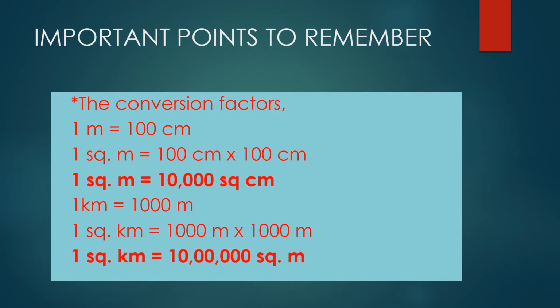But here 1 square meter is equal to 1 meter into 1 meter, that is 100 centimeter into 100 centimeter. I have converted 1 meter into 100 centimeter, and that's how 1 square meter is equal to 10,000 square centimeters. Similarly, 1 kilometer is equal to 1000 meters. So 1 square kilometer means what? You have to multiply it again. So 1000 meters into 1000 meters, that is 10 lakh square meters.